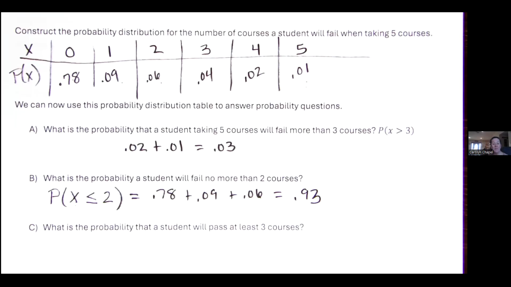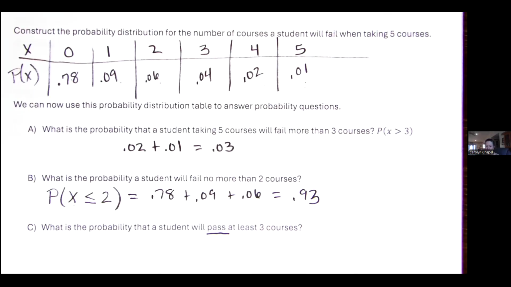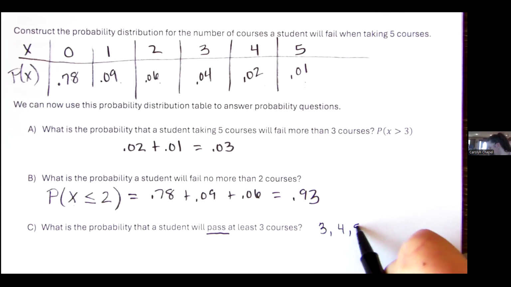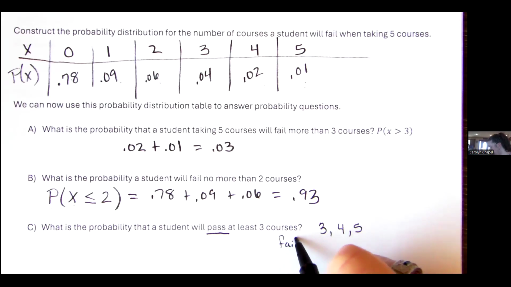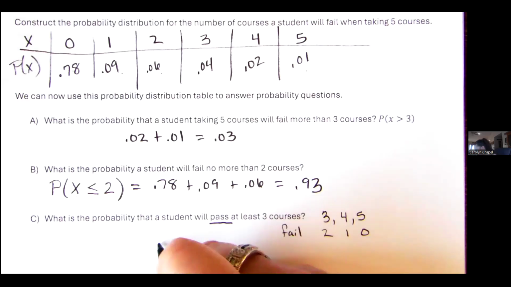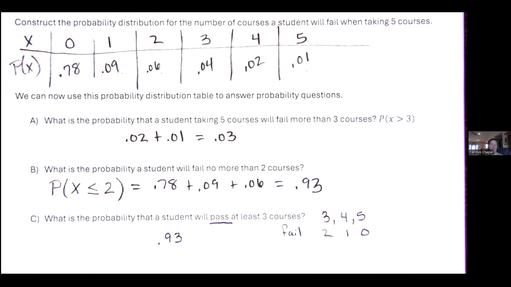Part C, what is the probability that a student will pass at least 3? Notice we switched to passing. Passing at least 3 would mean passing 3, 4, or 5, which means they are going to fail 2, 1, or 0. So passing at least 3 means failing no more than 2, which is exactly what we had done before.